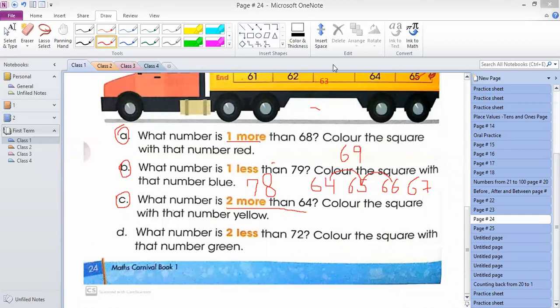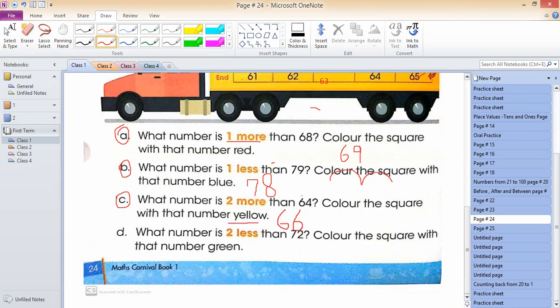Yes, sir. Very good. What you have to do, guys, is write that. What is the answer here? What is 2 more than 64? That is 66. And you have to color the square with that number yellow.